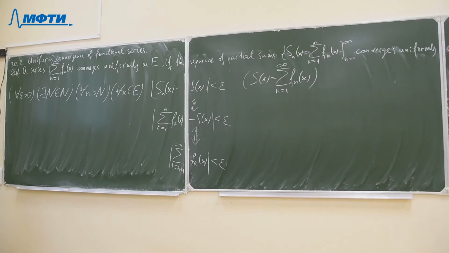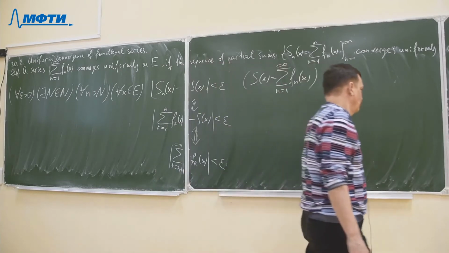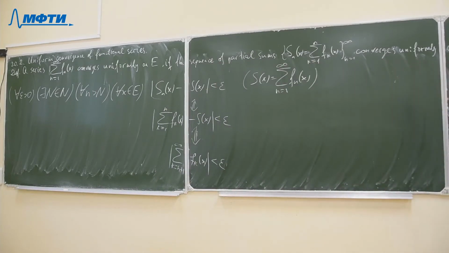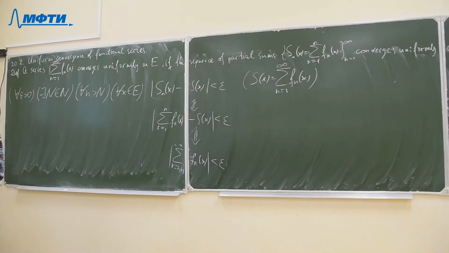Okay, that is just a definition. And of course you can ask why we need to consider uniform convergence of functional series separately, because nothing new comparing with former definition of convergence of partial sums. And in fact, we can formulate, for example, Theorem 1, Cauchy Criterion.